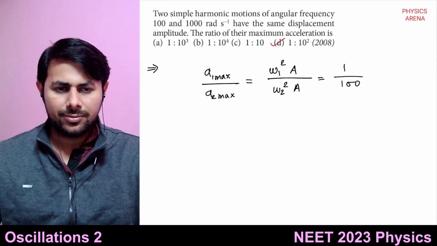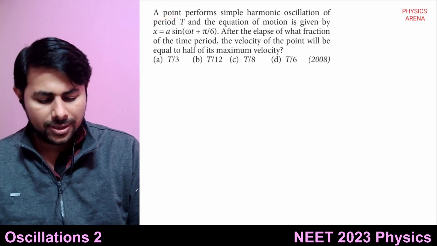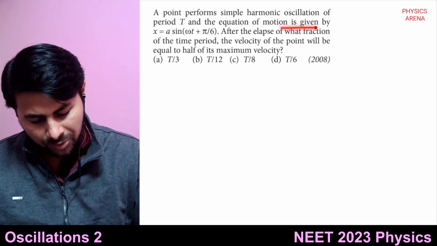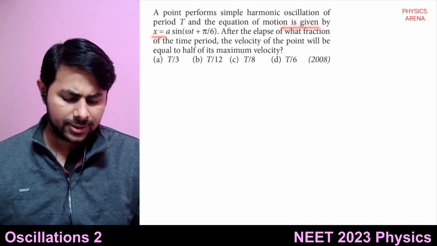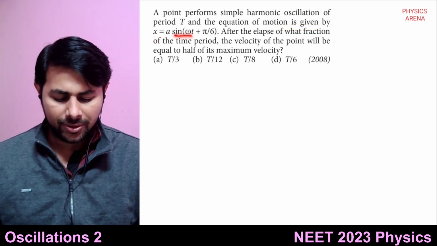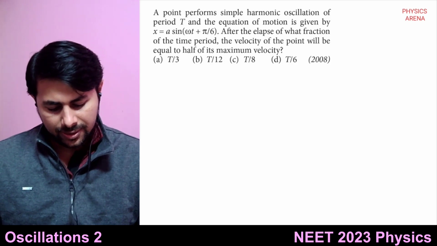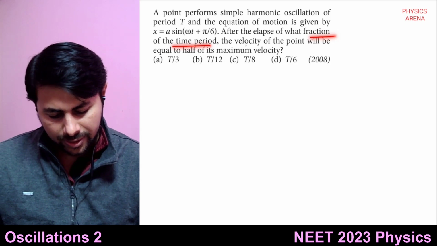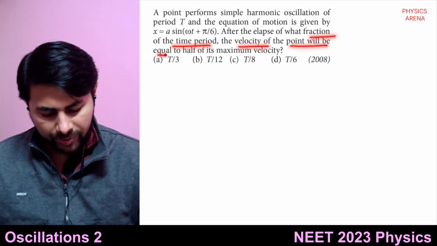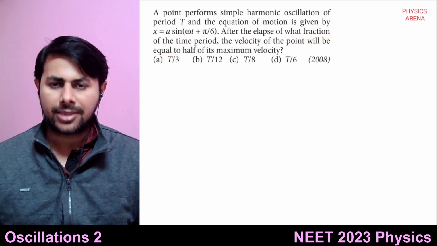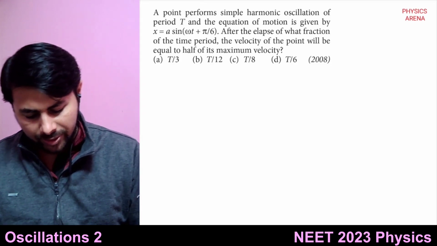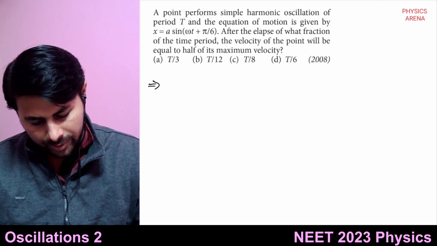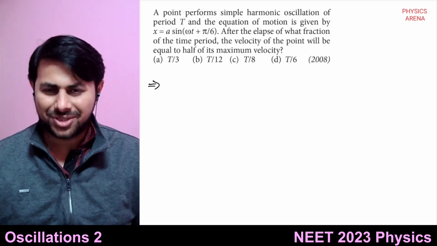Option D. A point performs simple harmonic oscillation of period T, and the equation of motion is given by x equals a sine of omega t plus pi by 6. After the elapse of what fraction of time period, the velocity of the point will be equal to half of its maximum velocity? This is a simple question. We have solved similar question yesterday. Okay, let's solve this question and stop.